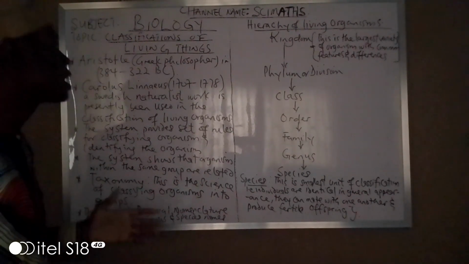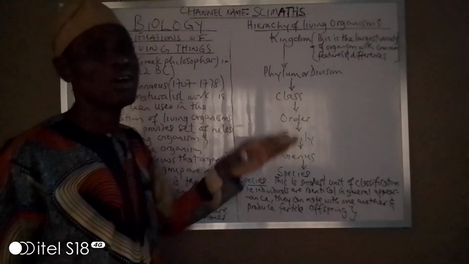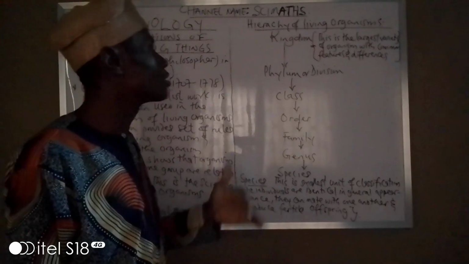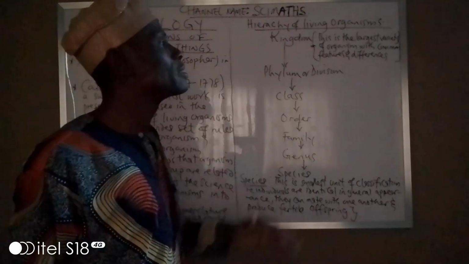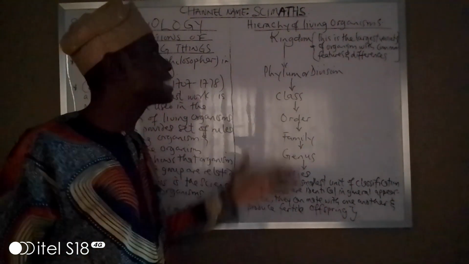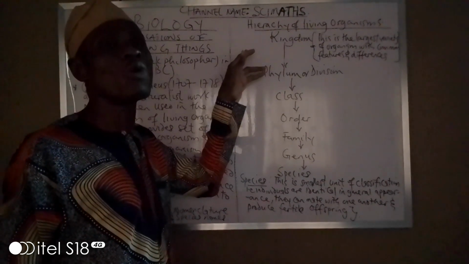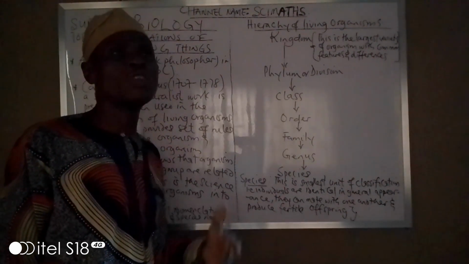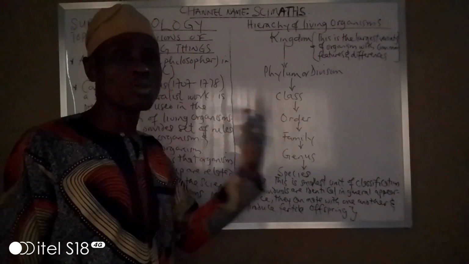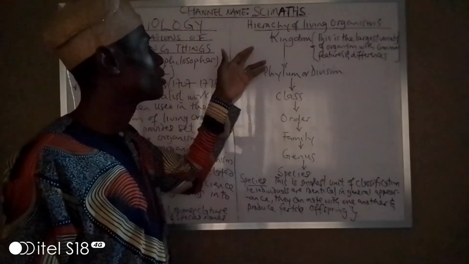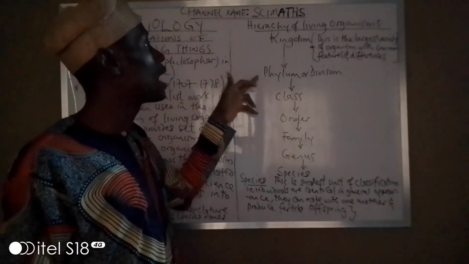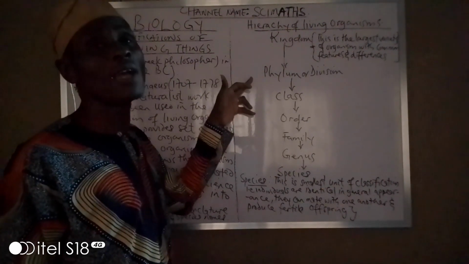Now, having said that, let us look at the hierarchy of living organisms in the classification. What are the steps we normally use in classifying living organisms? The largest one is called the kingdom. Kingdom is the largest variety of organisms that have certain common features and some differences. We have different kingdoms: kingdom Monera, kingdom Protista, kingdom Plantae, kingdom Animalia, and the rest. We will look at that in the near future. Now, after the kingdom, we move on to another level called phylum or division.